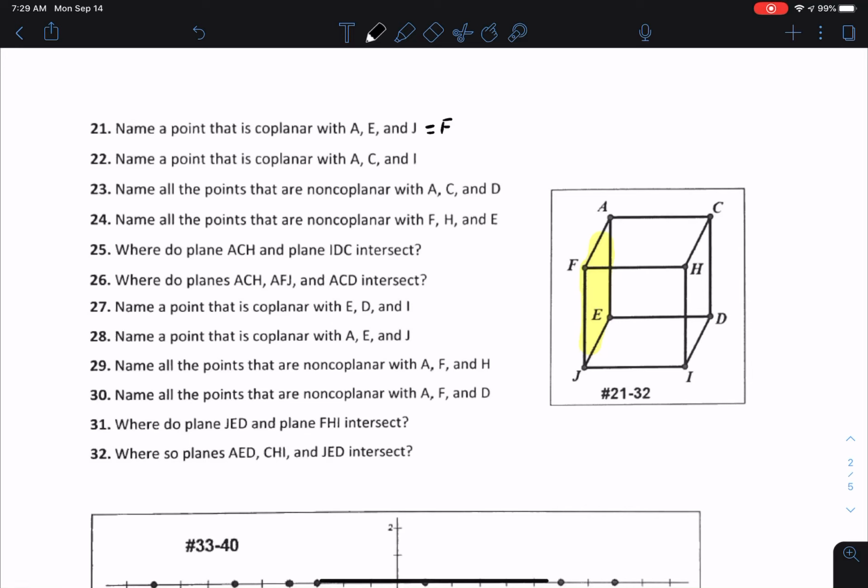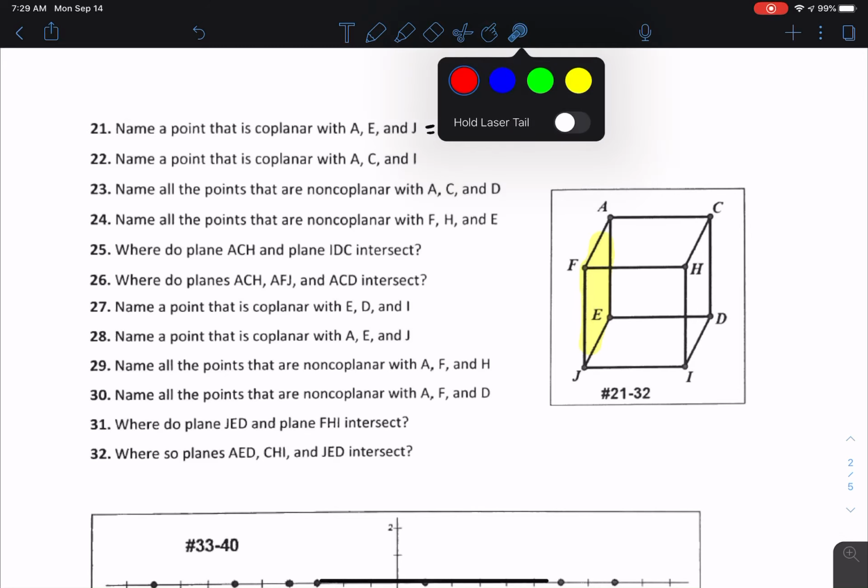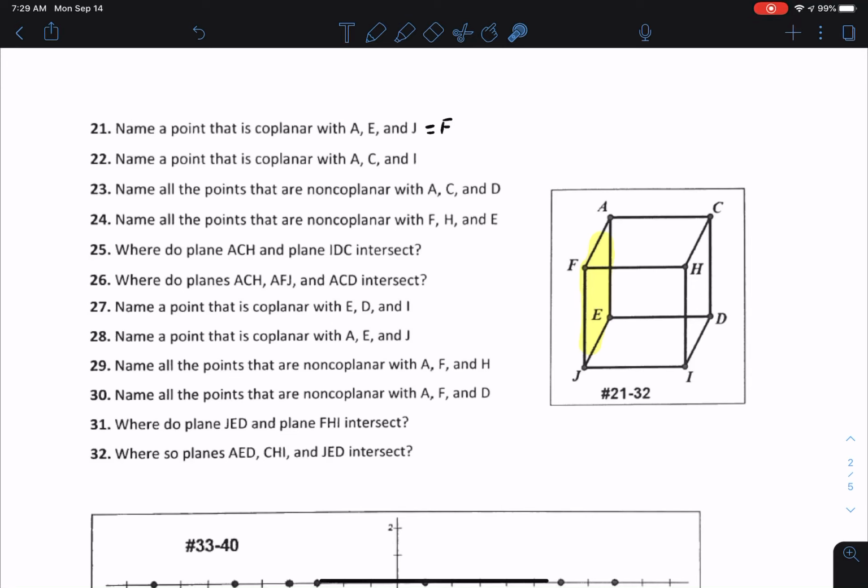All right, let's look at 23. 23 says, name all the points that are coplanar or non-coplanar with A, C, D. So we have A, C, D.